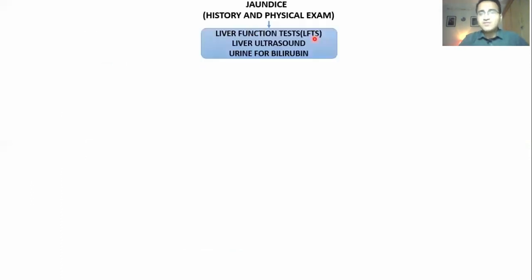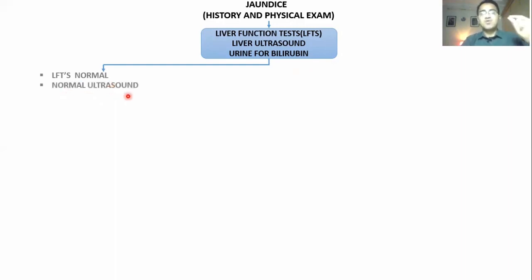So you did liver function tests, liver ultrasound, and urine for bilirubin. If liver function tests are normal, it means that this is not a hepatic cause, because if LFTs are normal, liver is normal. Hepatic causes excluded. If ultrasound is normal, ultrasound tells us about post-hepatic causes. Ultrasound tells us about the biliary tree. If ultrasound is normal, post-hepatic causes are excluded. If it is not a hepatic cause, if it is not a post-hepatic cause, then it is most probably a pre-hepatic cause.